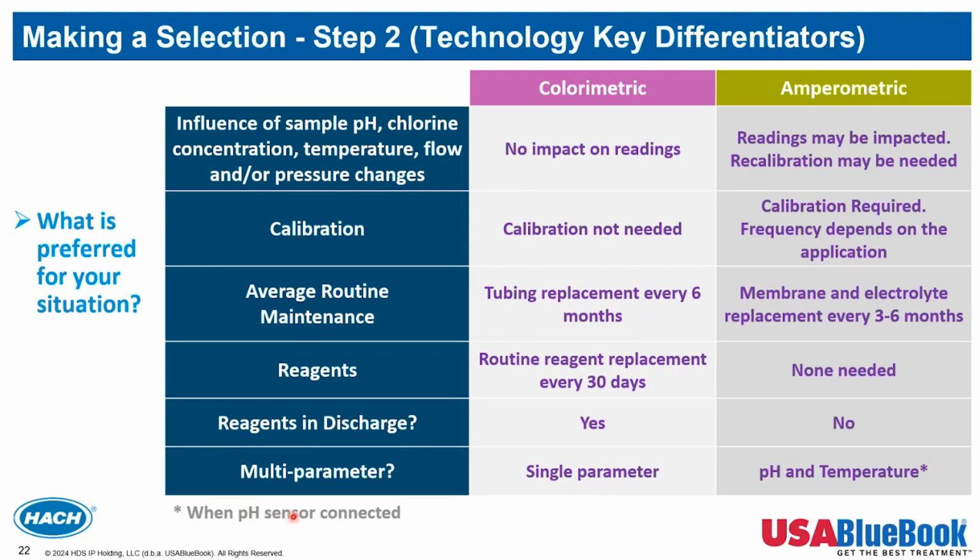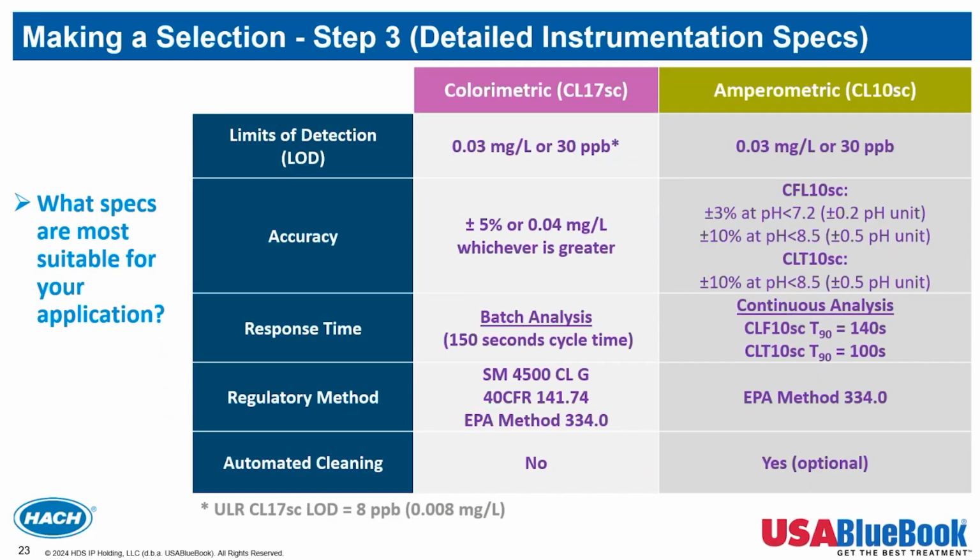Is multi-parameter measurement important for you? And you see here, each technology or each instrument based on that technology may give you the answer, just when you look at the technology characteristics as we just walked through. Okay, step 3, what specifications are more suitable for your application? Is it limit of detection or accuracy? Is the accuracy of such and such better than accuracy of such and such? Is the accuracy depending on pH, like here for Amperometric?